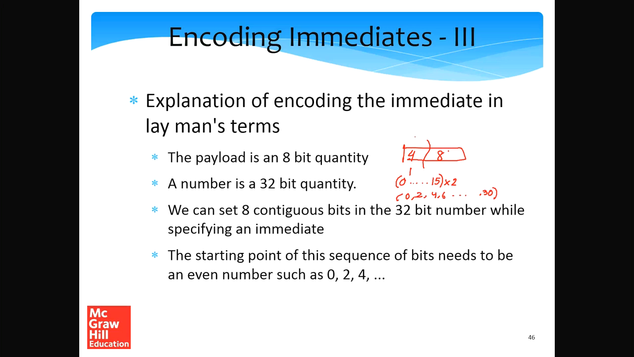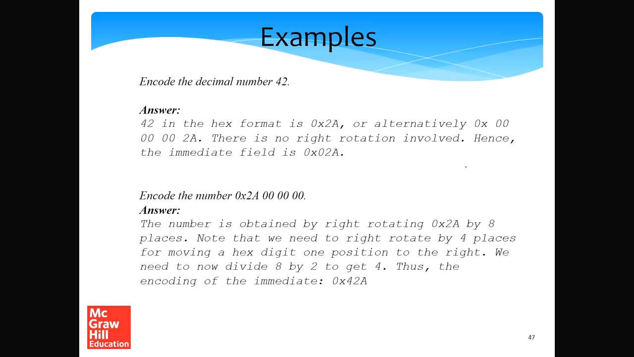So you take this 8-bit number and place it at any of these positions by right rotating it. The starting point of this sequence is an even number, and ARM gives us some amount of flexibility to actually do this. So this is actually a fairly complicated aspect of the ARM ISA. I would request all the readers to spend a lot of time in understanding this particular aspect. The book has a lot of examples and some explanation with regards to this, but my request to all readers is to understand this part at least very, very well.